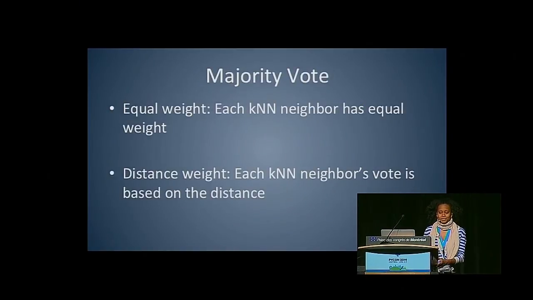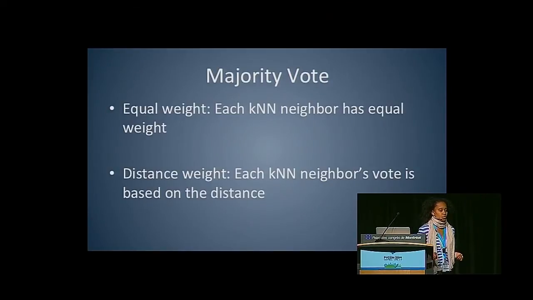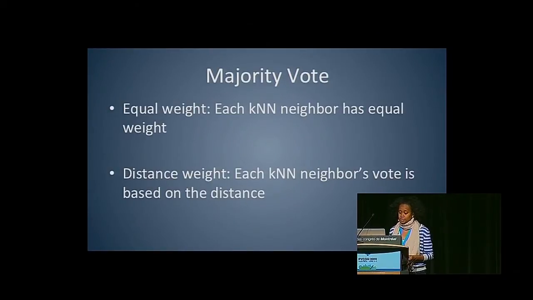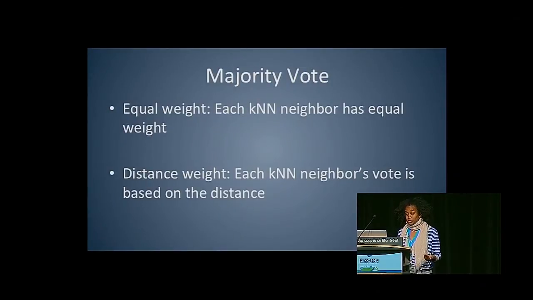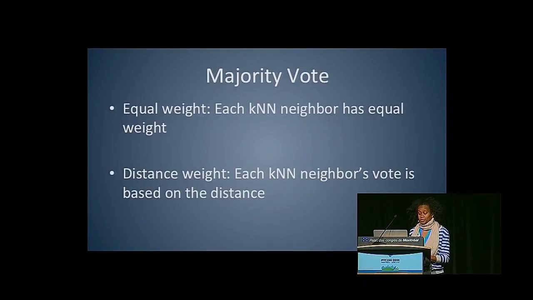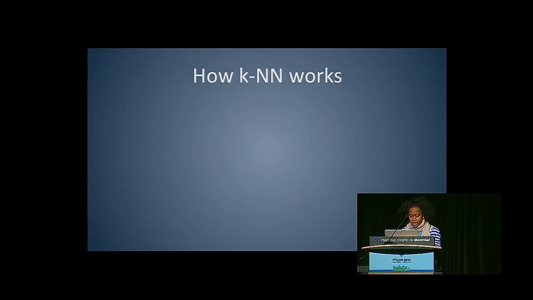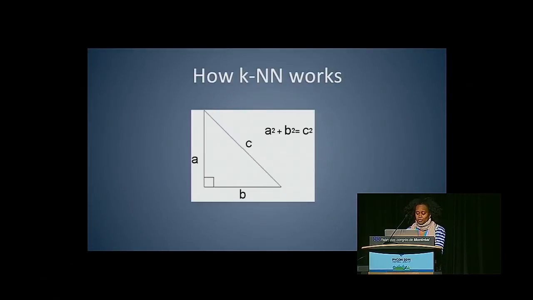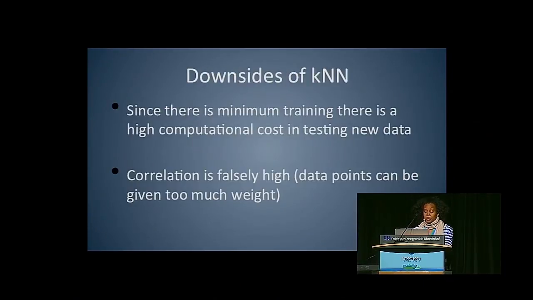When you're looking at the nearest neighbors, you're taking a majority vote. A majority vote can be done in 2 different ways. A majority vote can be given equal weight, where each KNN neighbor's weight is equal. You can also set this parameter to distance weight, where each KNN neighbor's vote is based on the distance, how far the neighbor is away from your sample. KNN uses the simple Pythagorean theorem. It's something that we learned in middle school, and it's basically middle school math being useful as we're doing our research.